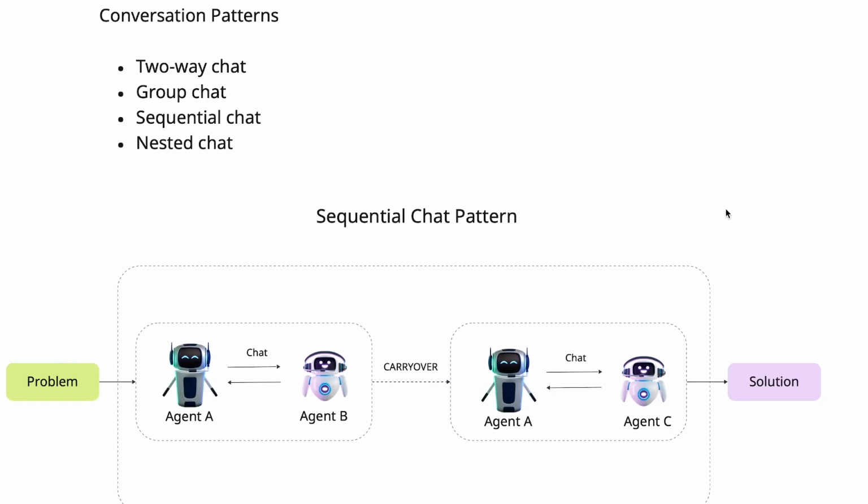Hello everyone. In this series on developing agentic workflows using AutoGen, we have been discussing the different conversational patterns like two-way chat, group chat, sequential chat pattern, as well as the nested chat pattern. The first three of them we have already dealt with in our previous sessions, where we implemented all of them for specific use cases that we were looking at solving.